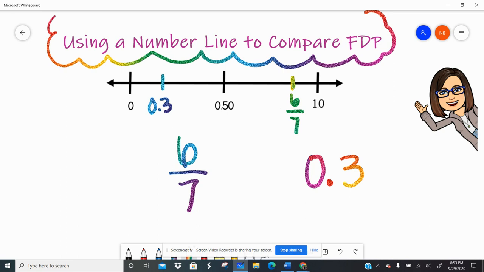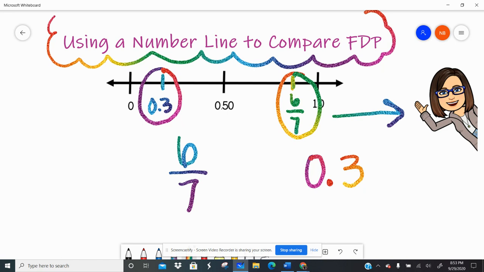So then, remember, on the left is least, right is bigger, right? So as I move to the right, I'm getting bigger. So I could say that 6/7 is greater than 3/10 without really doing a ton, or really any, of that long division or the conversions that we've been practicing.